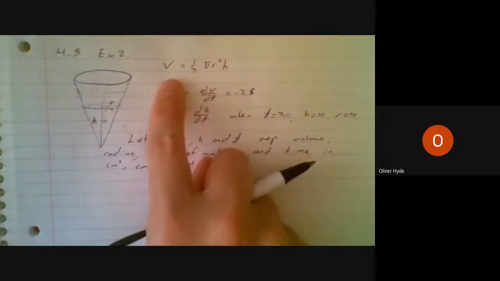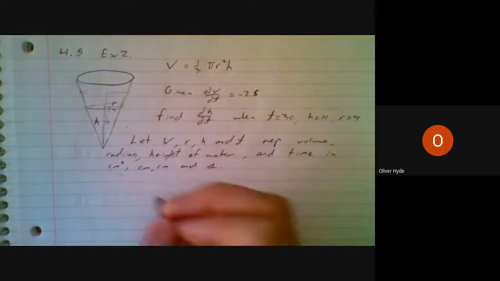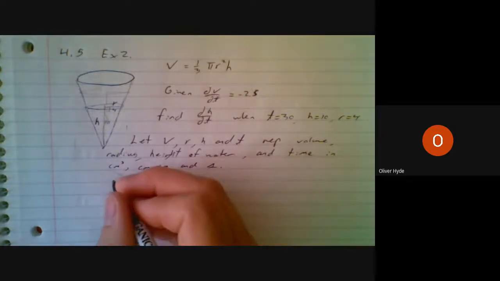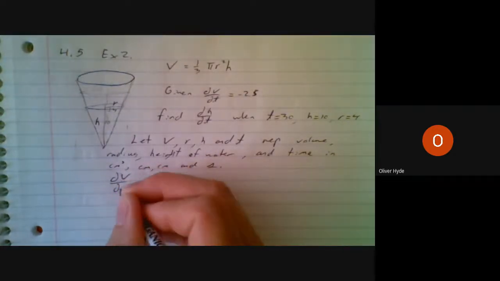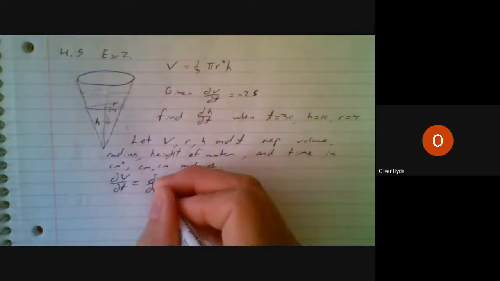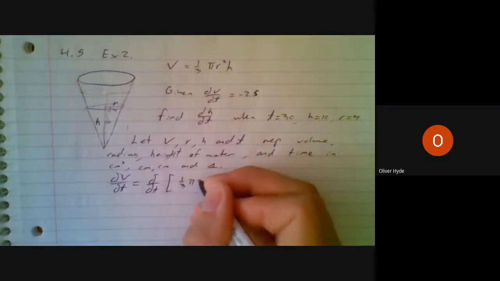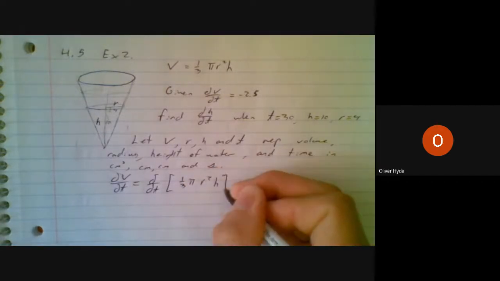So from my relationship between my variables, I am going to jump right into differentiating with respect to time. Maybe not a great idea, but I don't see too many problems with it right now. I know how to use the chain rule. Does that mean that I should use the chain rule? Yeah.